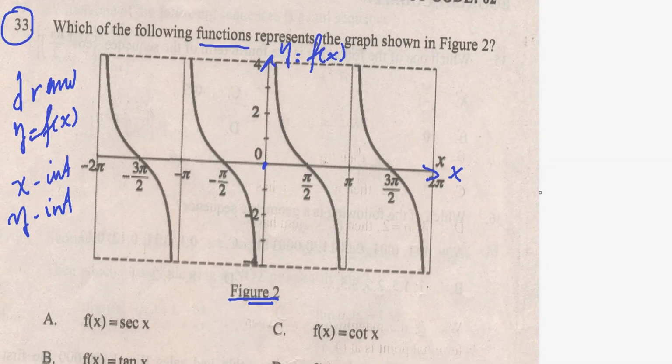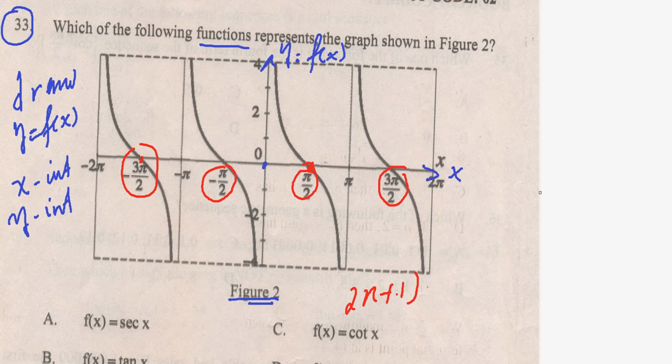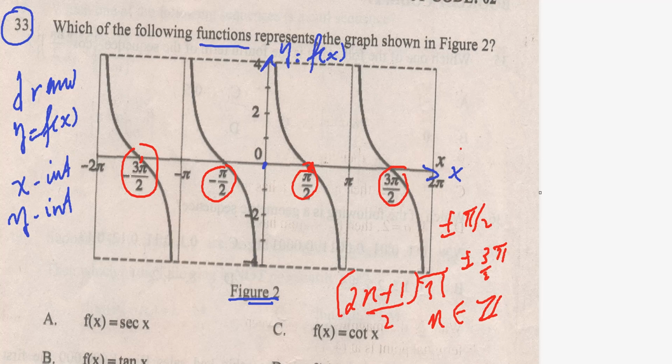But as you see, the x-intercepts of the given graph, for example in the interval from 0 up to pi, pi over 2 is an x-intercept, 3 over 2 pi is also an x-intercept. So the x-intercepts of the given graph are twice n plus 1, which is an odd number, divided by 2, times pi, where n is an element of the set of integers. So plus or minus pi over 2, plus or minus 3 over 2 pi, plus or minus 5 over 2 pi. It is a periodic function, and its period is only pi. So there are x-intercepts at these places, that means the function will be 0. Therefore A is not an answer.